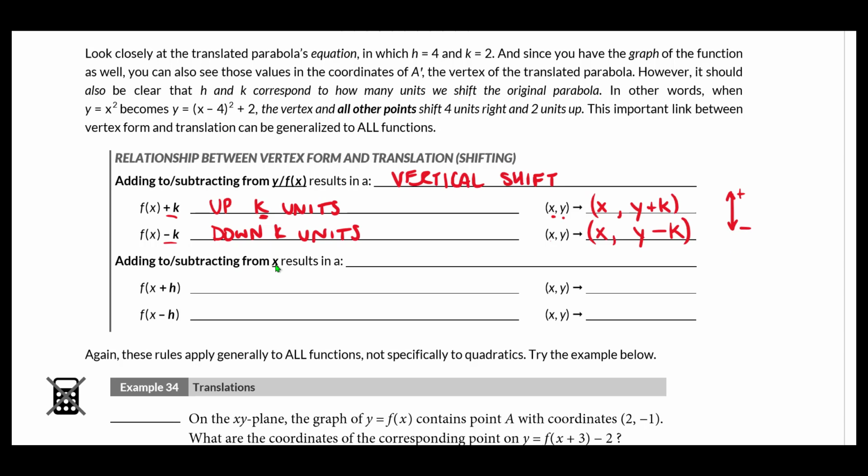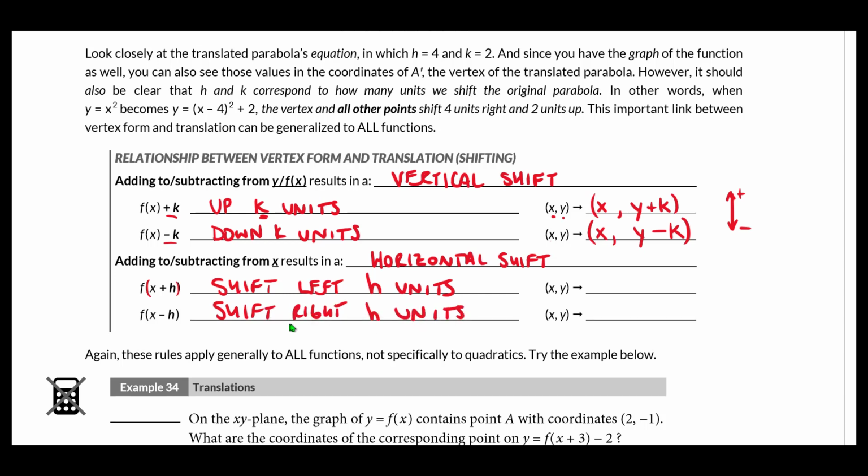Now, if we add or subtract directly to x, in other words, if we put the number that we are adding or subtracting with the x inside the parentheses, you notice how this number up here is outside the parentheses, then we are going to horizontally shift. So I'm going to write horizontal shift here. And if we add a number to x, we are actually going to shift left h units. This one's a little bit confusing. And if we subtract a number from x, we are going to shift right h units.